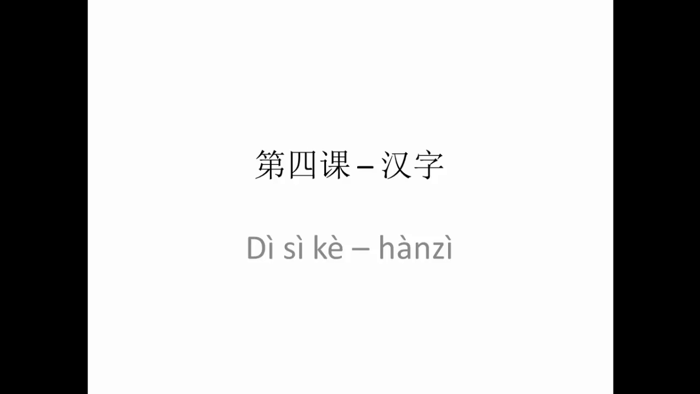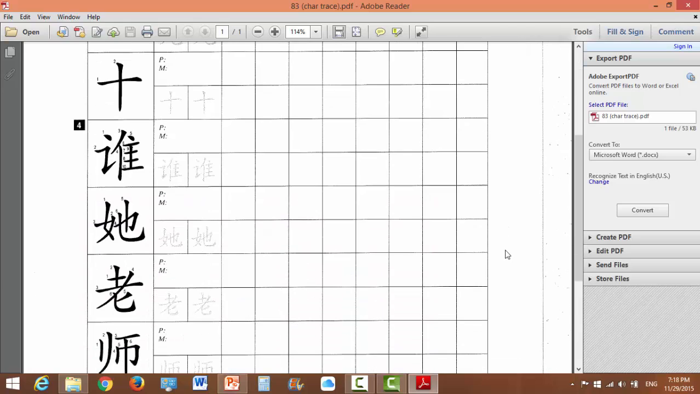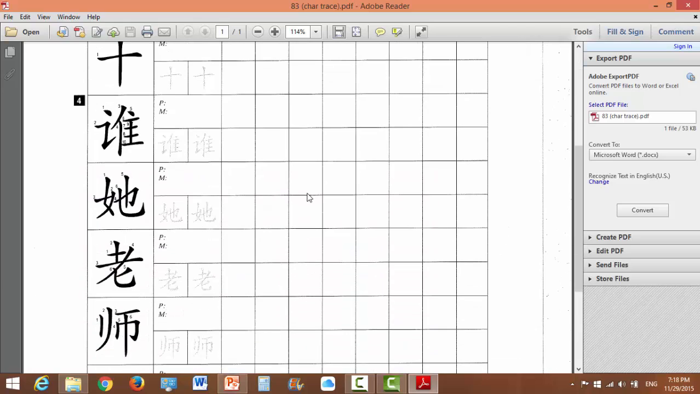第4课汉字. In the Ni Hao textbook, Lesson 4 is about asking ages and who are you. Today we're going to talk about Lesson 4's characters. While you watch this video, you should complete the character tracing that was handed out in class.